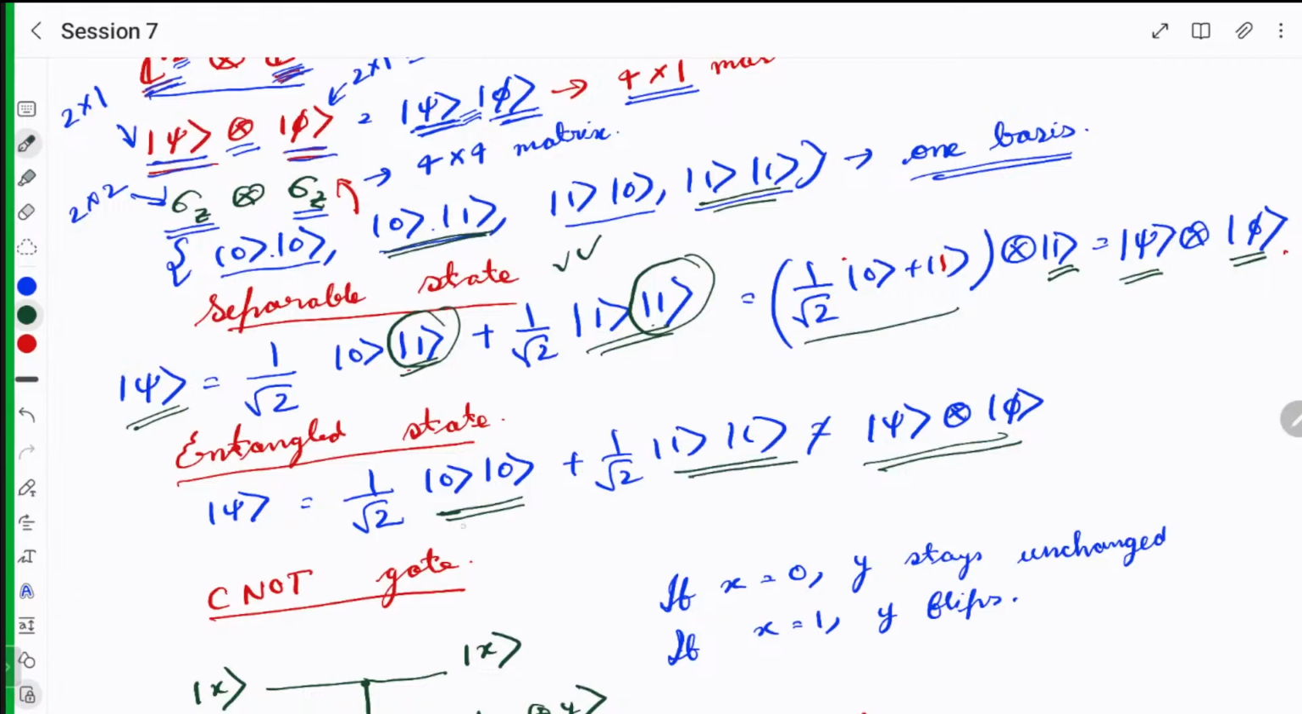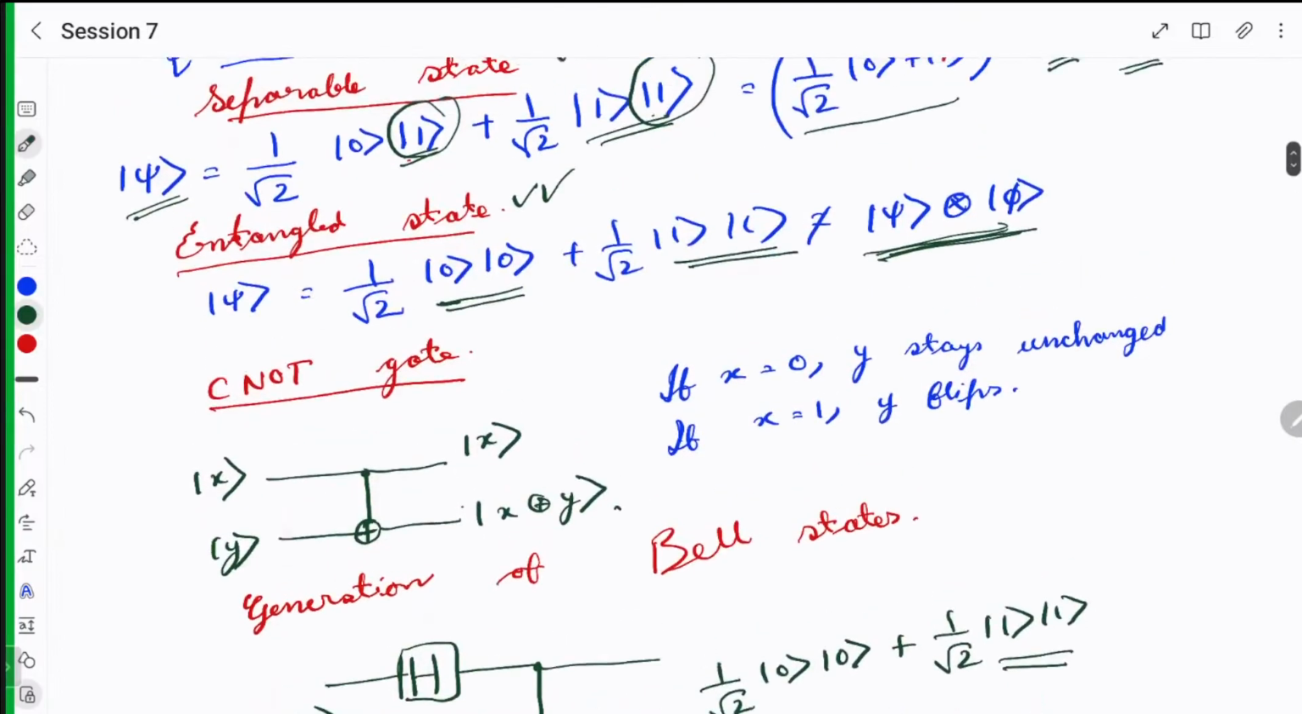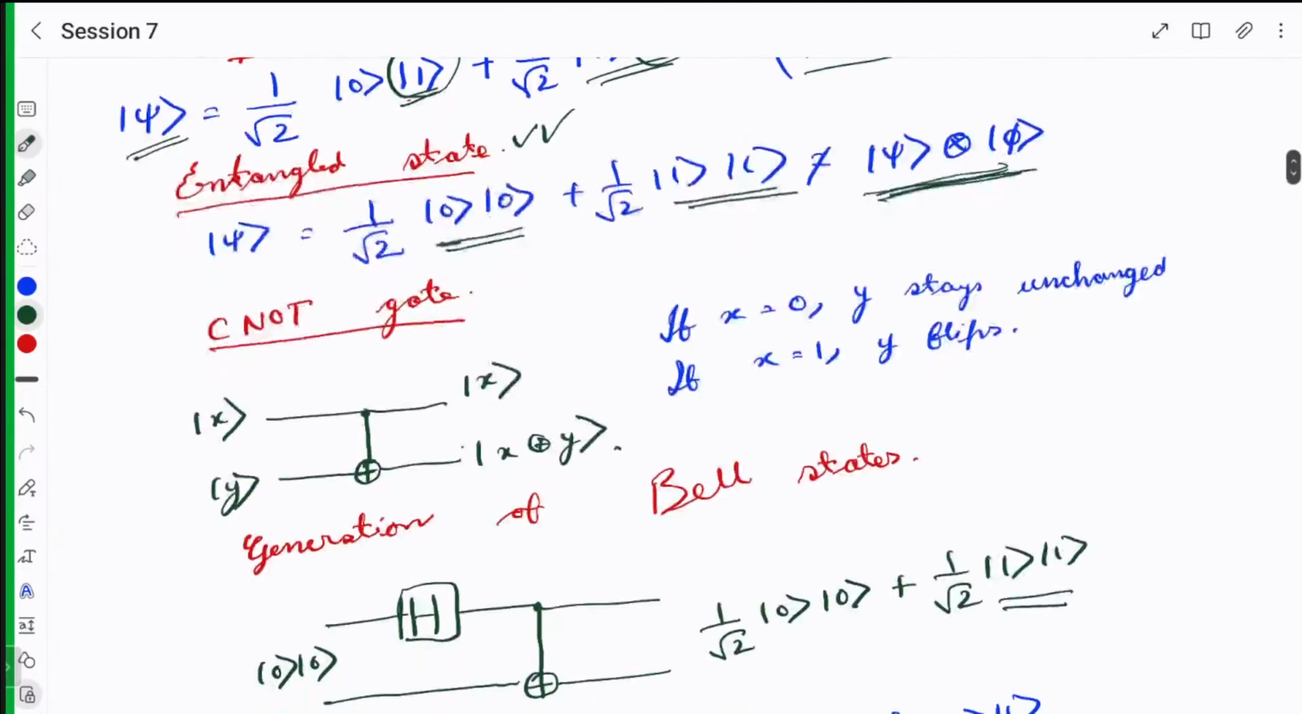So here you cannot take anything common out and write it as this. So this state is an entangled state. And in the 2-qubit scenario, we had looked at some quantum gates. And a special gate that we looked at was the controlled NOT gate or the CNOT gate.